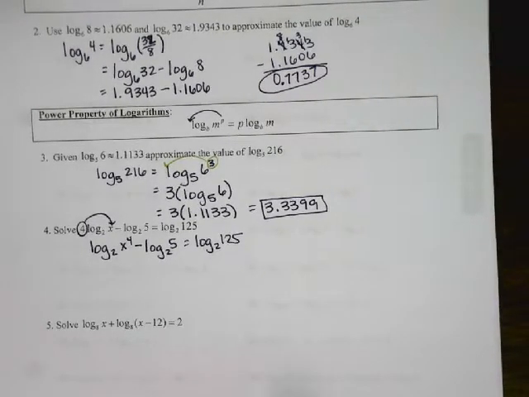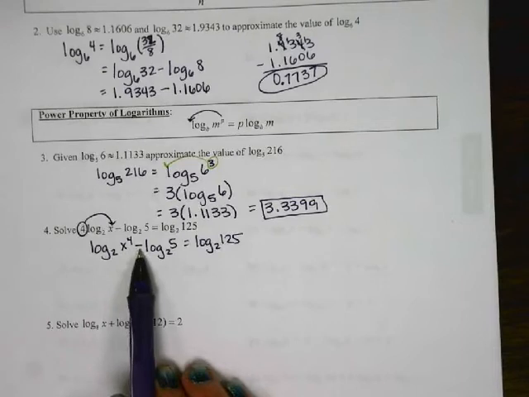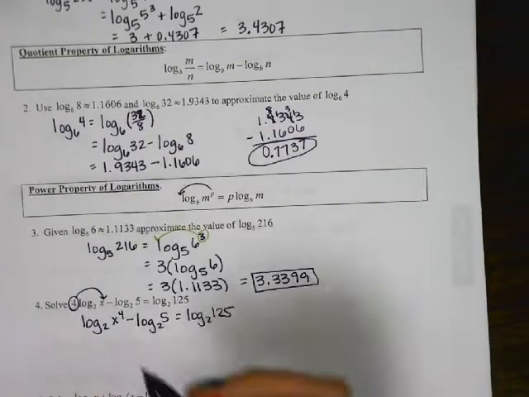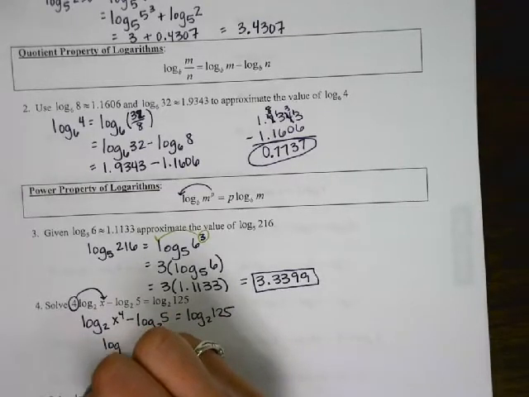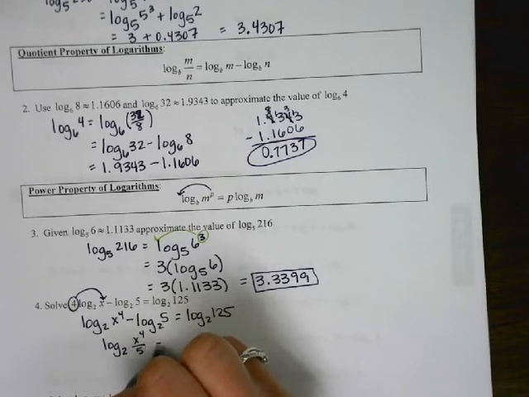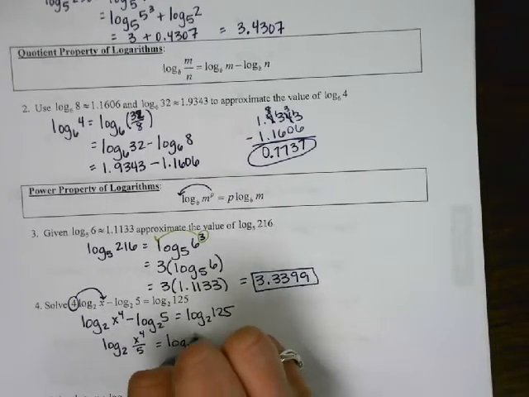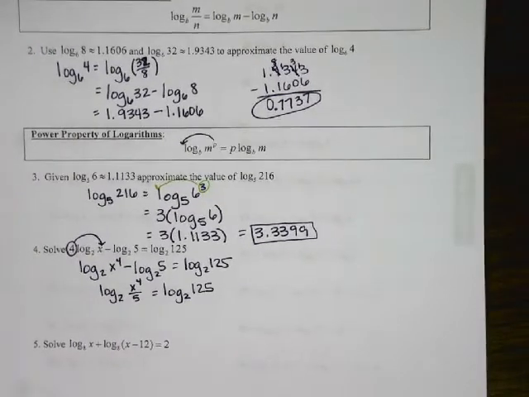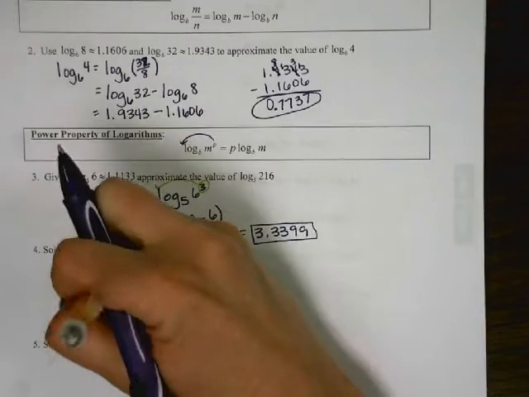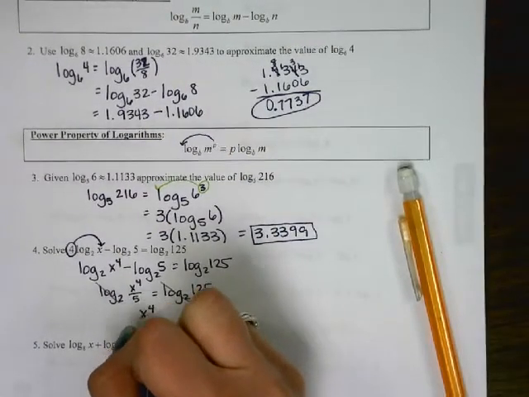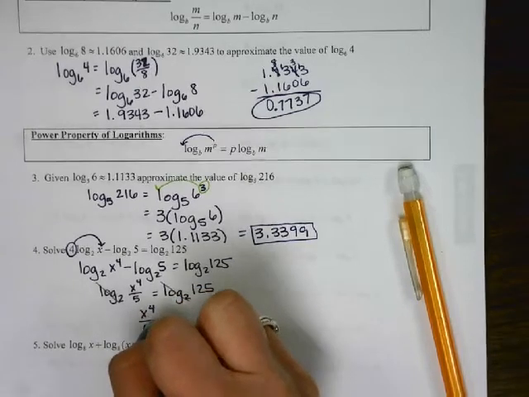Okay, well, I now have a minus sign. And a minus sign says I can squish it together with division. So log base 2 of x to the 4th divided by 5 is equal to log base 2 of 125. Now, I have 1 log on each side of the equal sign. They have the same base, so I can get rid of it. So x to the 4th divided by 5 is equal to 125.